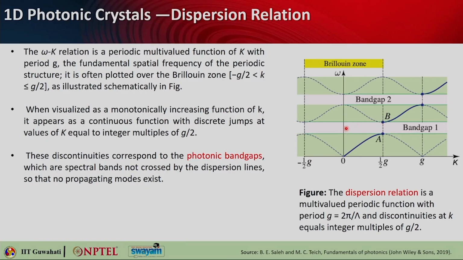It means at these particular frequencies, there is no solution to the Helmholtz equation. So, you are looking for the Bloch modes which are able to propagate, and you could not find any solution of Bloch modes. It means wave propagation for these particular frequencies is not possible. So, again you have seen here also these particular wavelengths or frequencies are not allowed. So, these discontinuities correspond to photonic band gaps, which are nothing but spectral bands not crossed by the dispersion lines, so that no propagation modes exist in those.